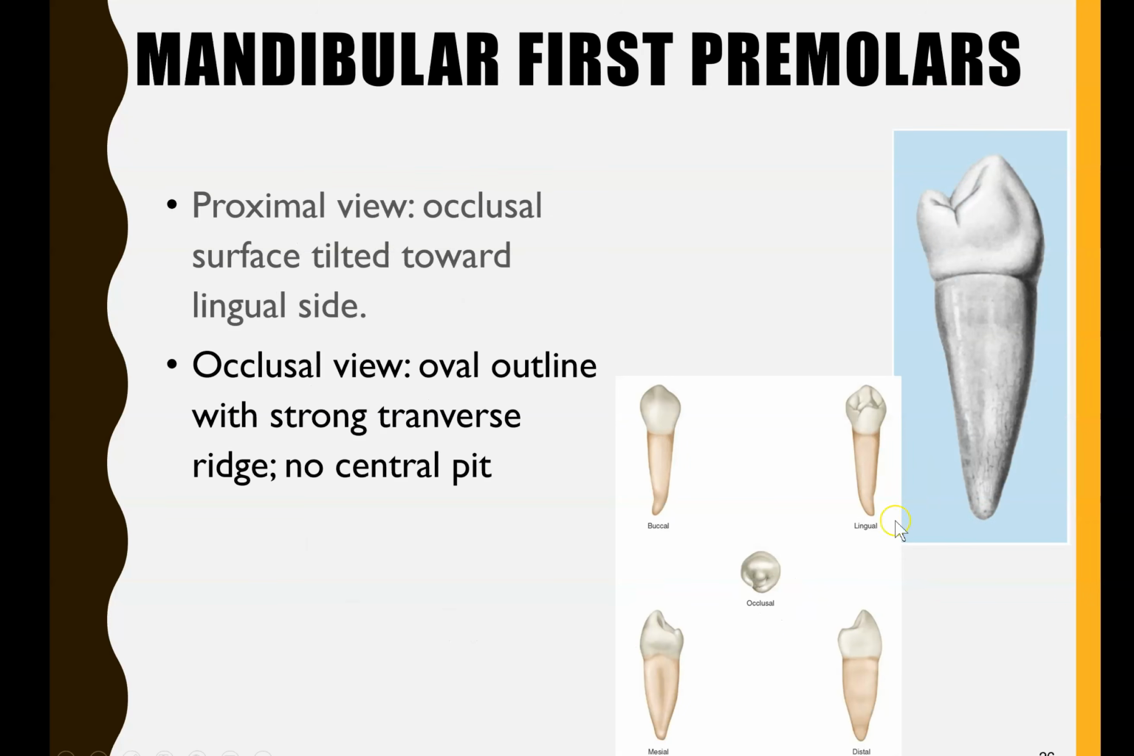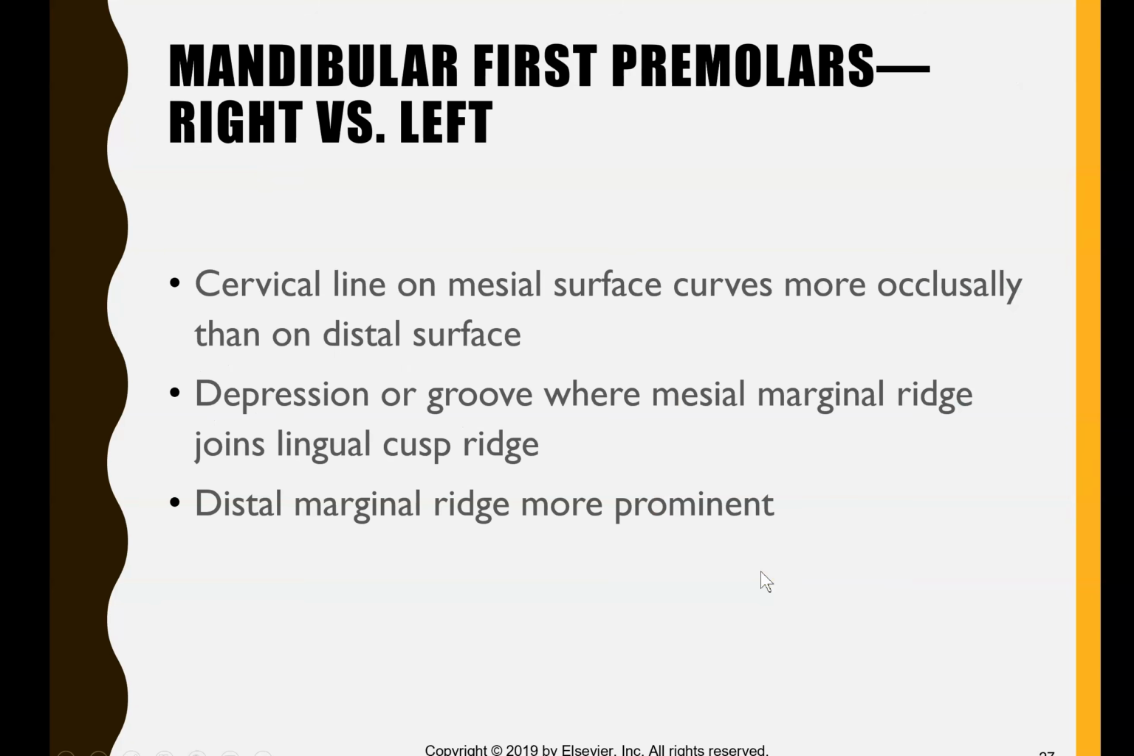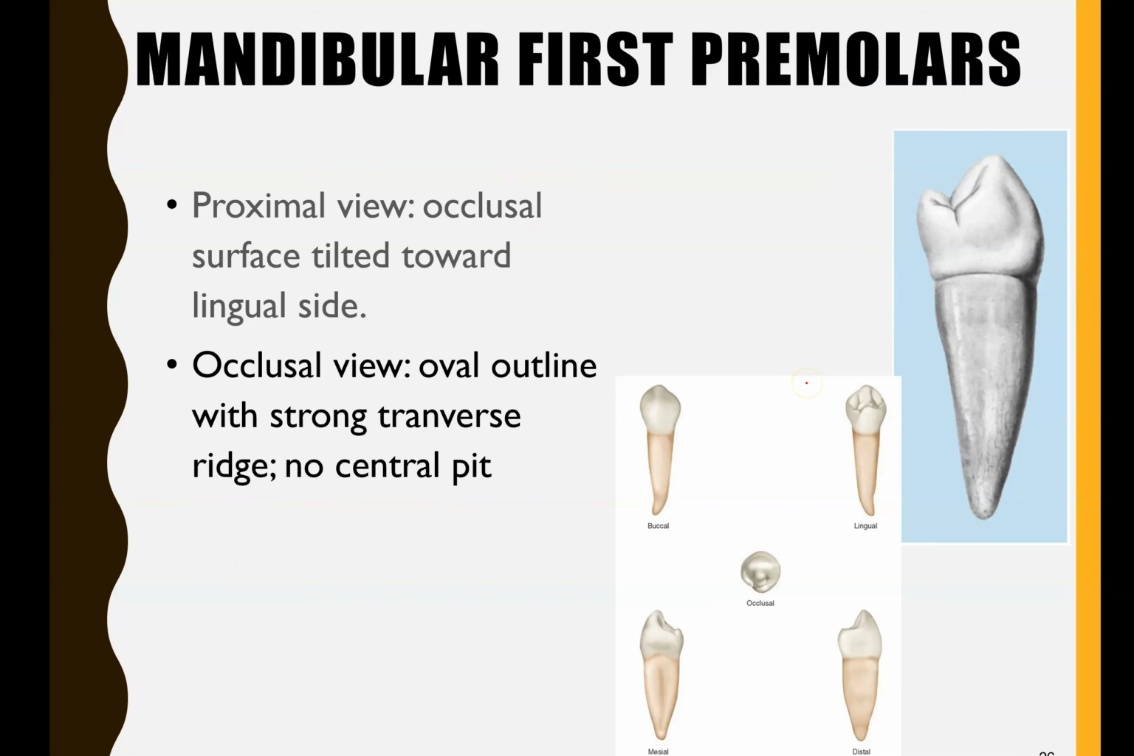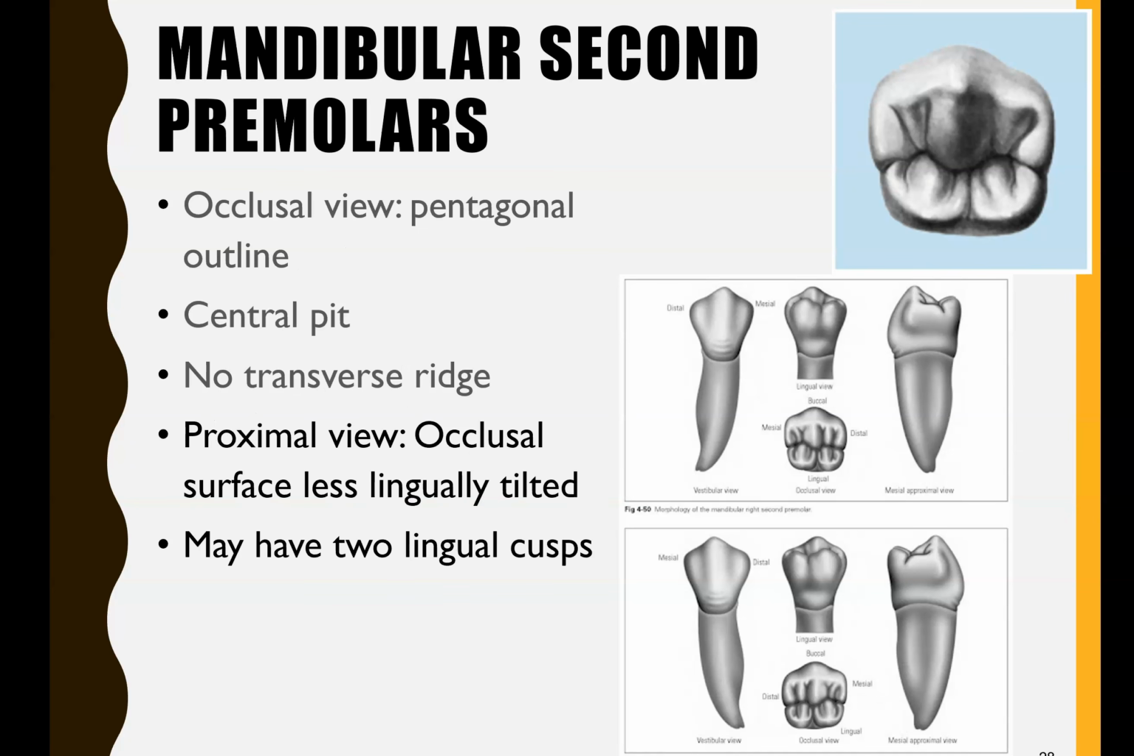So, mandibular first premolar, here we go. It says there's no central pit. There's nowhere really right in the middle. There are pits, but it's not a central pit right in the middle. But with the mandibular second molar, you do have a central pit, which is right in the middle. It is pentagonal. So if I were to draw a pentagon, it would actually fit really nicely in this premolar.